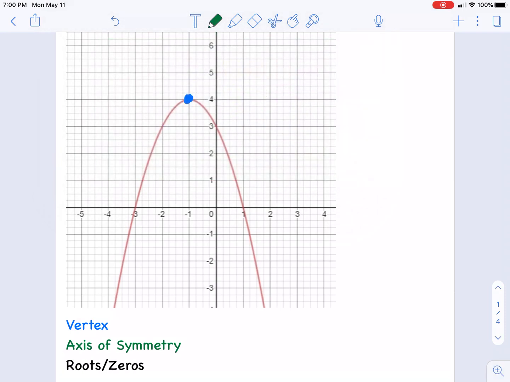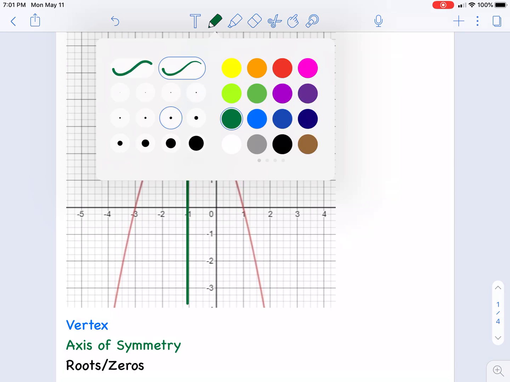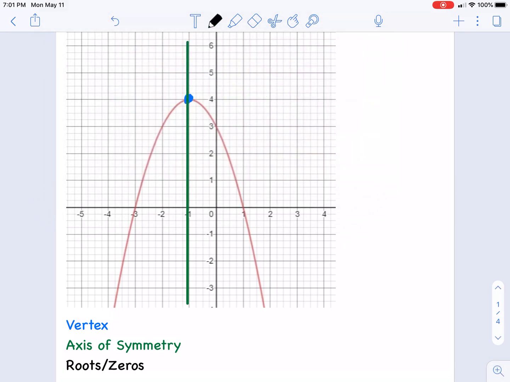Luckily, these two are going to be related. The axis of symmetry is going to be the line that, if we reflected the parabola over it, it would map onto itself. So what that means is the axis of symmetry is just going to pass right through our vertex, just like that. Then the last thing that we've got is the zeros. That's where our parabola is going to pass through the x-axis, right there and right there.